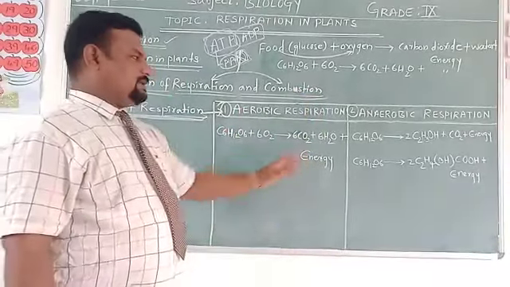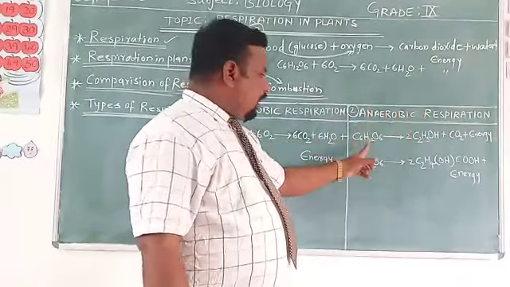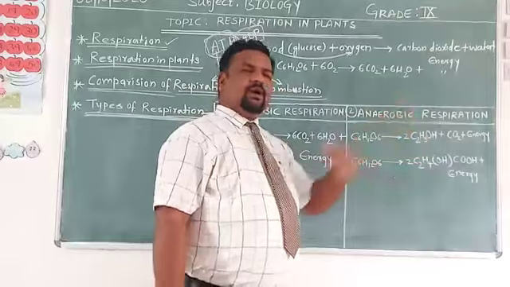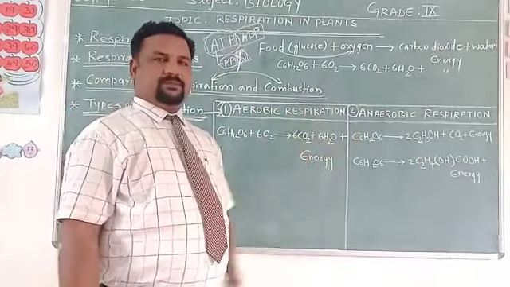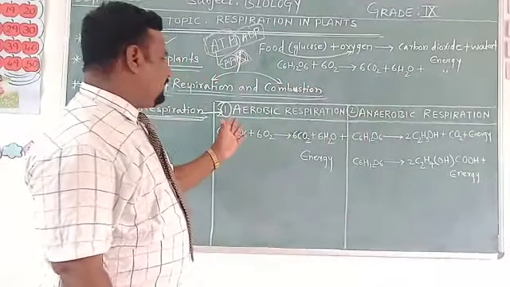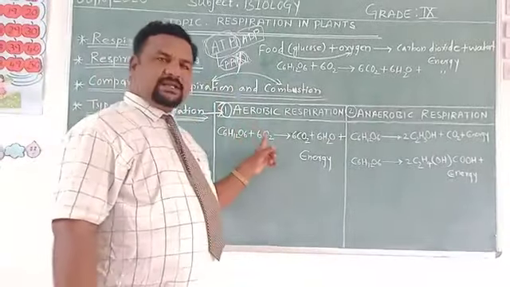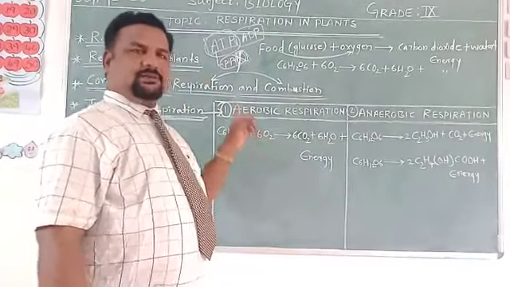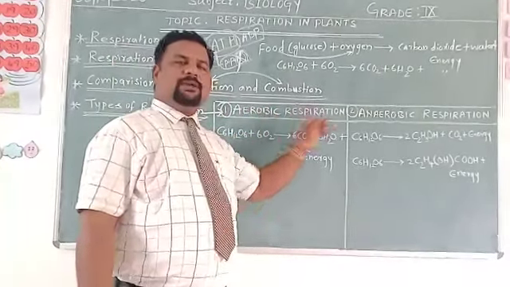water plus more energy. Here in anaerobic respiration, what happens? Oxidation of food without oxygen. Here oxygen is present in aerobic respiration. Aerobic and anaerobic respiration. What is aerobic? The respiration in which oxidation of food takes place in the presence of oxygen, with the help of oxygen. Such type of respiration we call aerobic respiration.